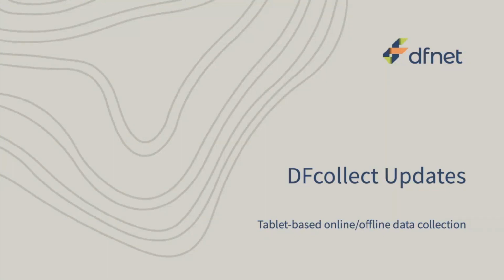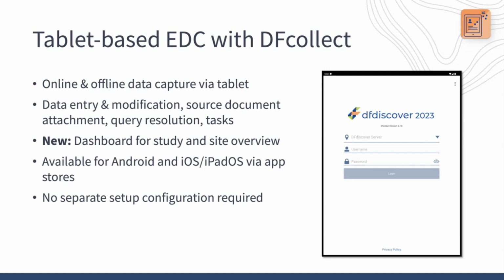I will give you updates on DFCollect, which is our tablet. This is our online and offline data collection tool via a tablet. It is used for data entry and modification, source document attachment, and also now query resolutions and task listings. What is new on DFCollect is the dashboard for study and site overview. DFCollect can be accessed on Android and also on iOS, iPadOS via an app store.